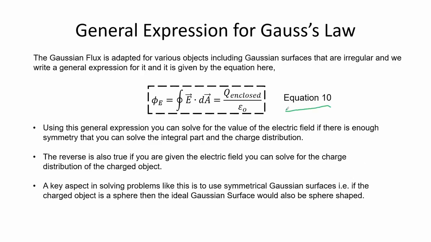We see that it is able to calculate several physical quantities. Using this general expression, you can solve for the value of the electric field if there is enough symmetry that you can solve the integral part and the charge distribution. The reverse is also true. If you are given the electric field, you can solve for the charge distribution of the charged object. A key aspect in solving problems like this is to use symmetrical Gaussian surfaces, i.e., if the charged object is a sphere, then the ideal Gaussian surface would also be sphere-shaped.